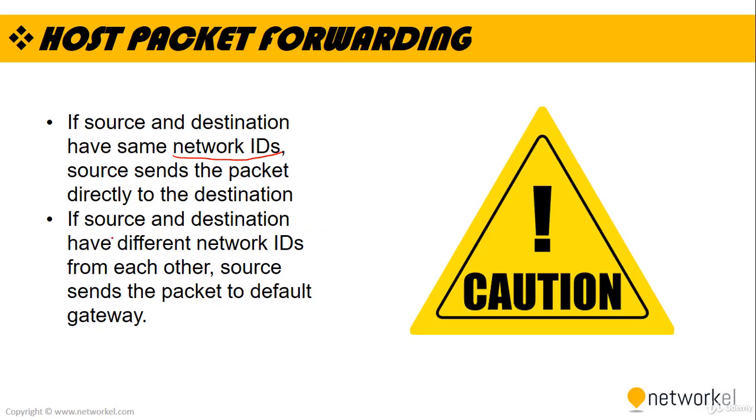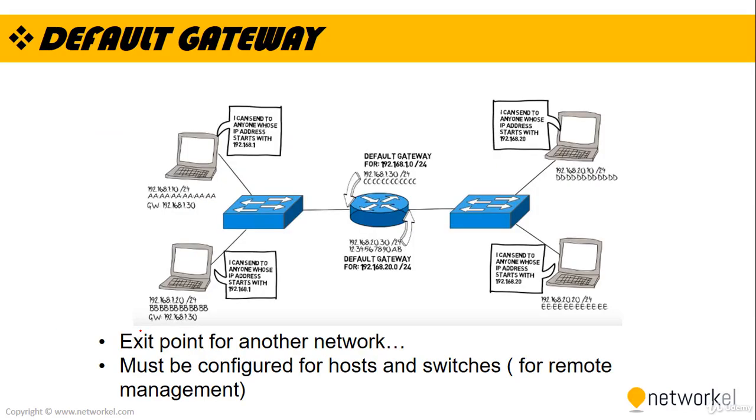But if the source and the destination have different network IDs from each other, the source sends the packet to the default gateway this time. A default gateway is the node in a computer network using the Internet Protocol suite that serves as the forwarding router to the other networks when no other route specification matches the destination IP address of a packet. For example, in here, PC1 wants to communicate with PC4, they have different network IDs.